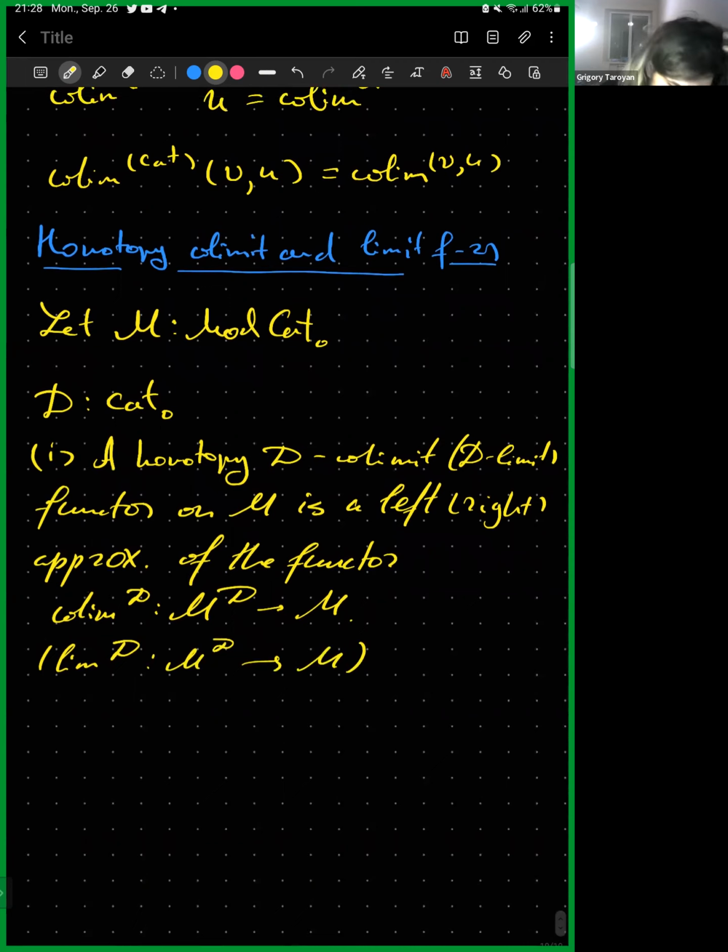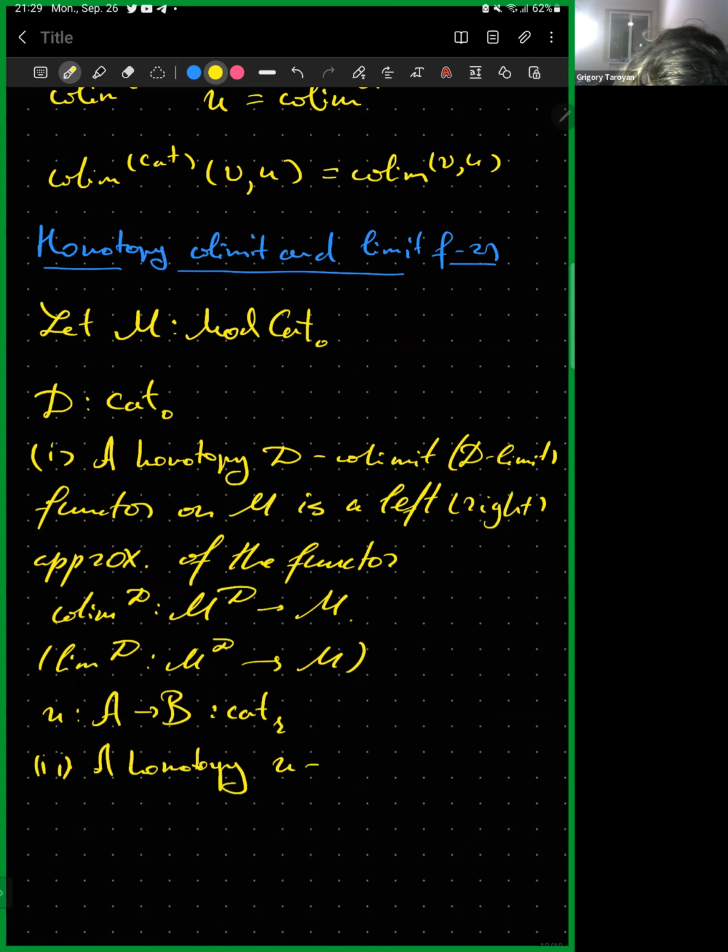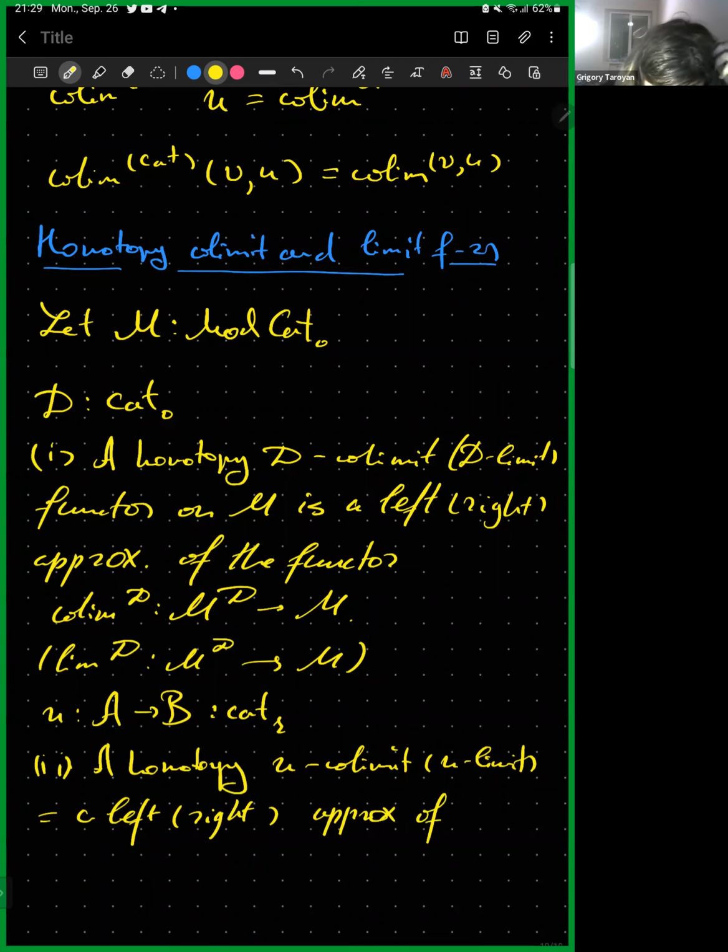So in the same vein, we can define for an arbitrary functor between small categories a notion of a homotopy u colimit or u limit, which is constructed as a left, respectively right approximation of the usual u colimit functor which goes from A diagrams to D diagrams in M.